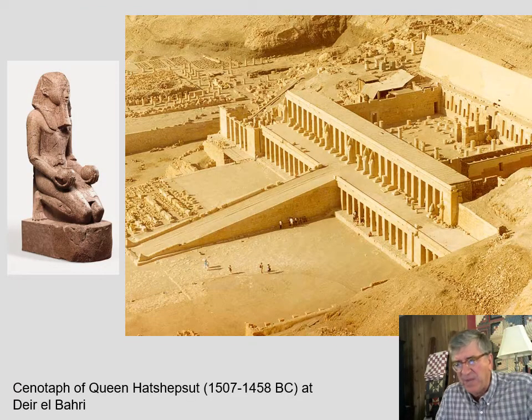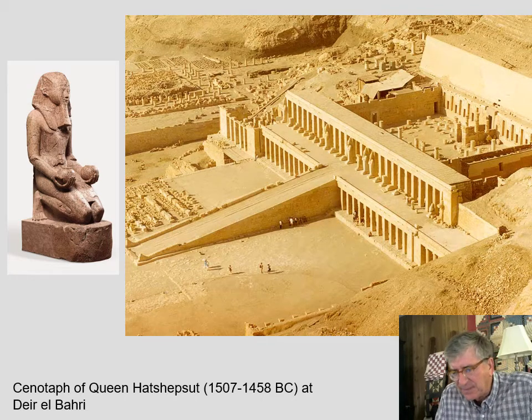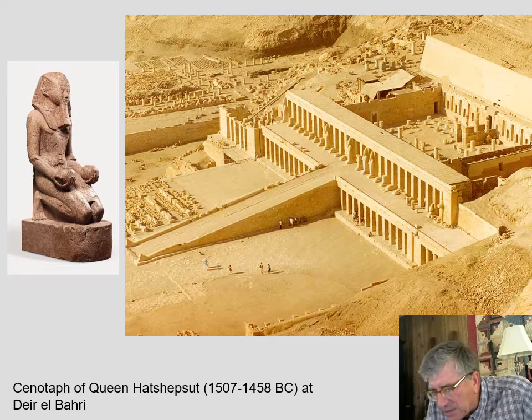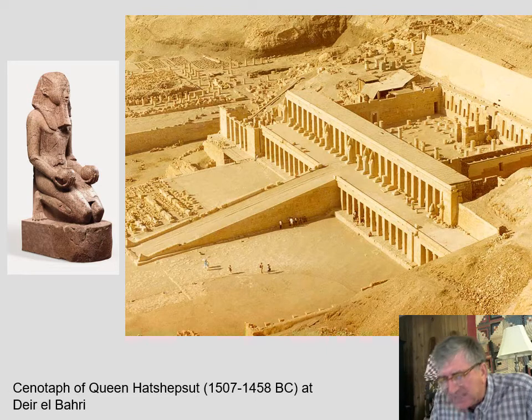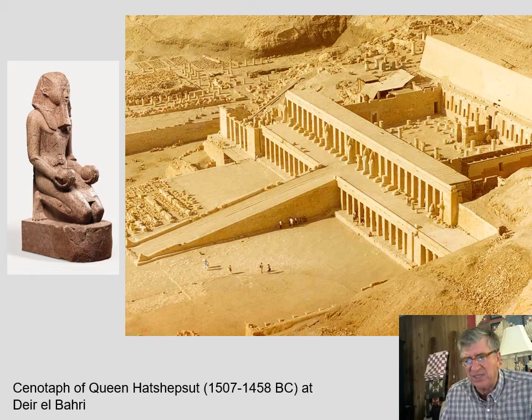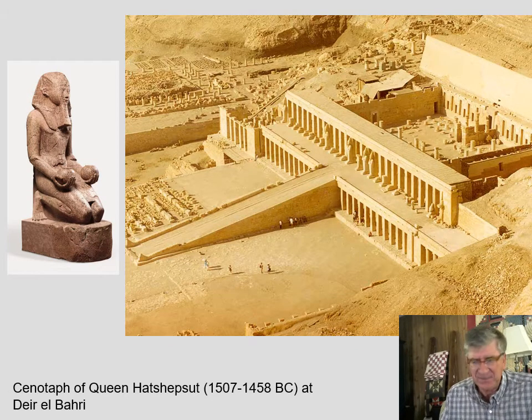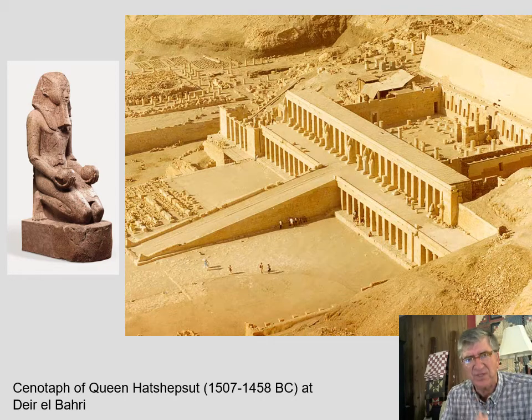Other features where we have the great female pharaoh Hatshepsut, 1507 to 1456. She survived her husband Thutmose II. Her son was not of age, her stepson, and so she became the pharaoh. She even dressed like a man. Here we see her portrayed kneeling with this ceremonial Egyptian beard of a man.